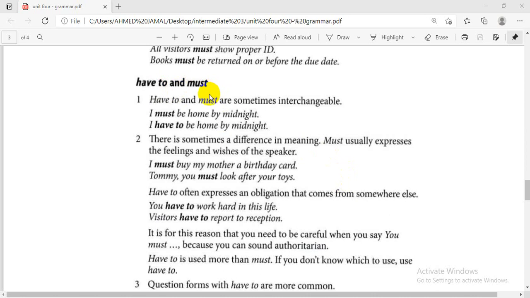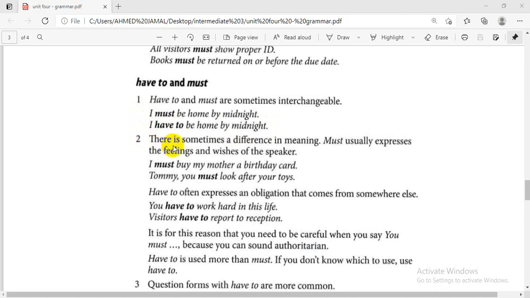Have to and must. يجب أن وكذلك يجب. Have to and must are sometimes interchangeable. I must be home by midnight. I have to be home by midnight. ترجمة هذه الجملتين: يجب أن أكون في المنزل بحلول منتصف الليل. يجب أن أعود إلى المنزل بحلول منتصف الليل. هذا الفرق ما بين I must or have to.